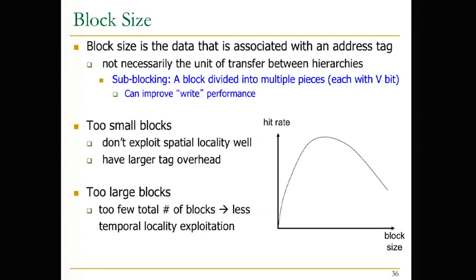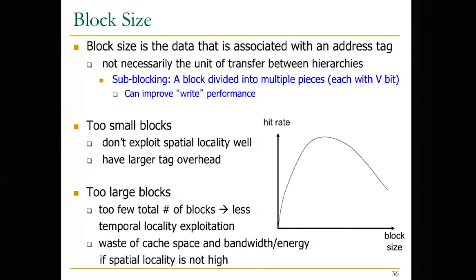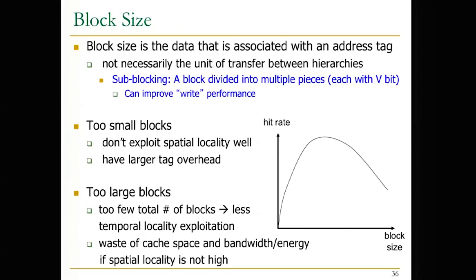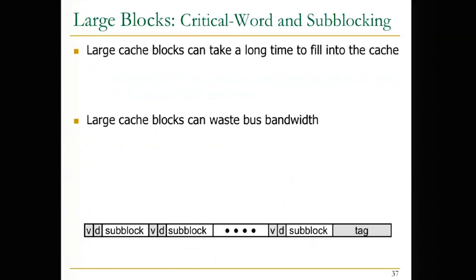So if you have a 1 megabyte cache and your block size is 1 megabyte, you have a huge 1 megabyte block. But if you're accessing some other byte outside that 1 megabyte, too bad, it's not in your cache. And basically, you waste cache space, bandwidth, and energy if spatial locality is not high, right? So you bring that entire 1 megabyte block. Okay, that's the trade-off. So large blocks, people wanted large blocks because if you have spatial locality.